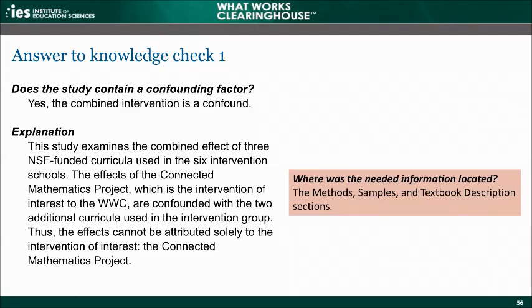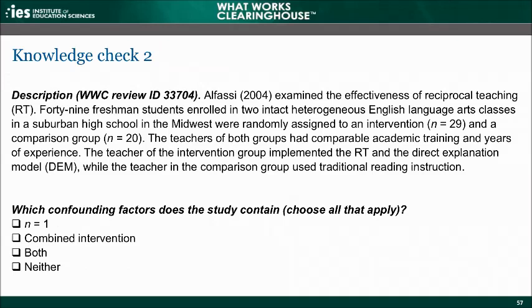The intervention group in this study, which includes all 6 schools, used a combination of 3 books. Therefore, the study examined the combined effect of the 3 books. The effect of the Connected Mathematics Project, which was the focus of the review, is confounded in the study with the 2 additional curricula used in the intervention group. And let's go on to our second and final knowledge check on the next slide, please.